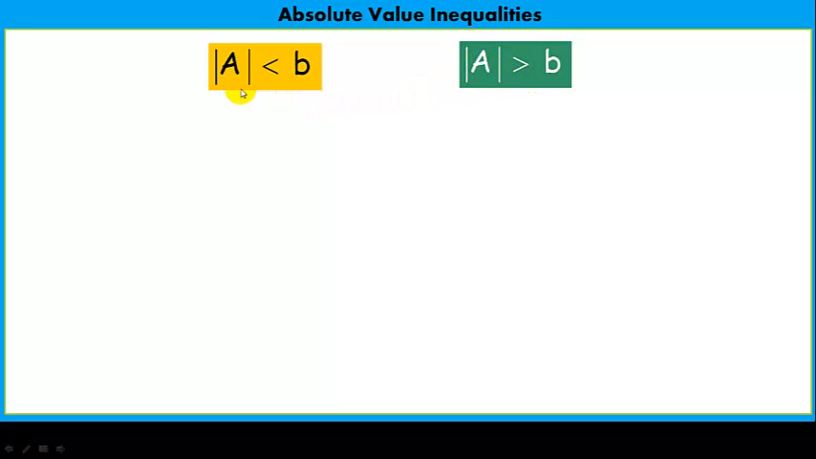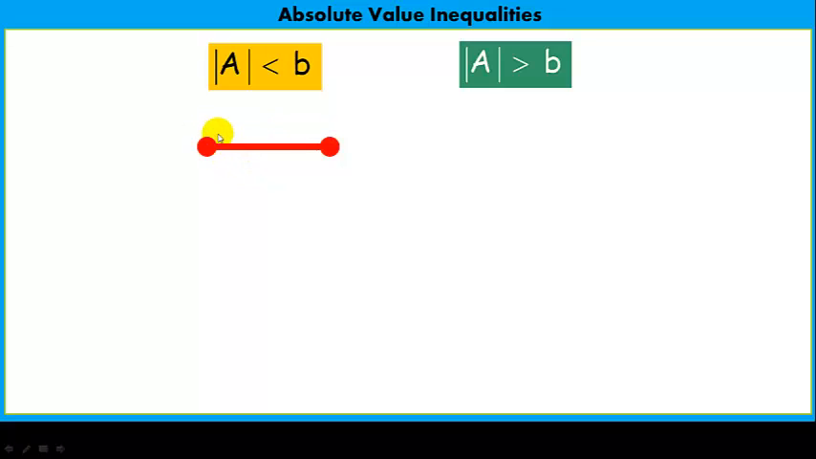Now hopefully you remember that absolute value of something just means its distance from zero on the number line. So when we say the absolute value of some expression is less than b, what we're talking about is this b, whatever number it is, we're saying what are all the numbers that are less than b from the number line? Well, all these numbers all the way to 0, but also negative b all the way there.